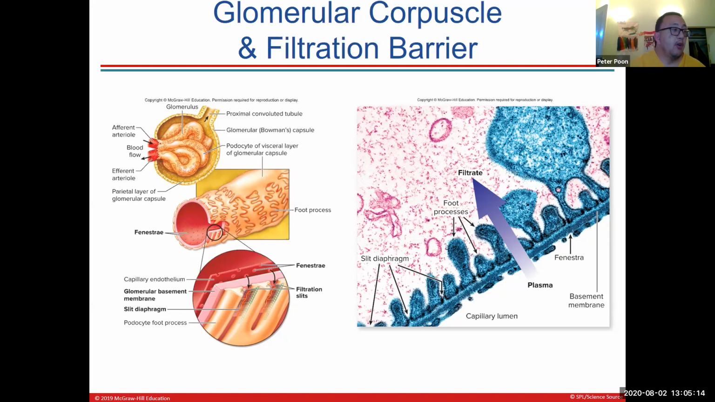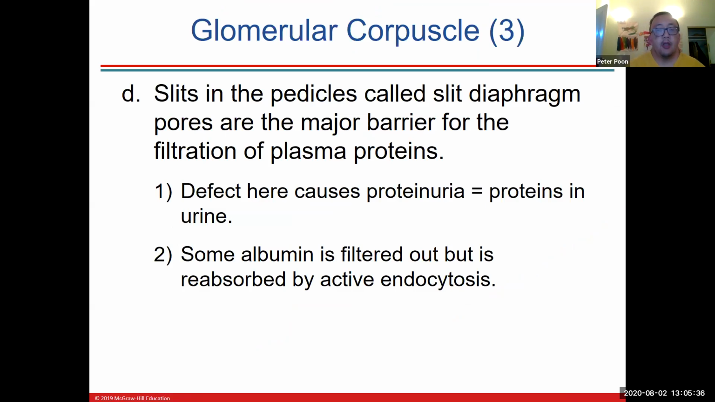First of all, remember that the capillaries are fenestrated here, so they have little holes in them. Those little holes open up into filtration slits. So whatever's small enough to fit through the filtration slit will actually get filtered into the filtrate. The slits and the podocytes are a major barrier for the filtration of plasma proteins. A defect here causes proteinuria, okay? Proteins in the urine. This is a sign your kidneys are not functioning well.